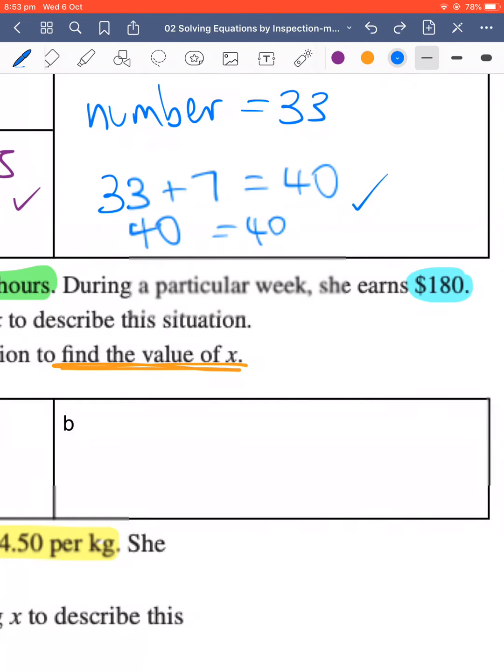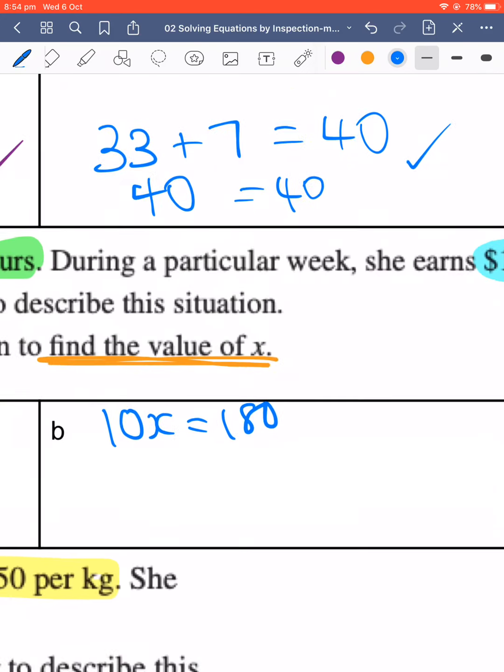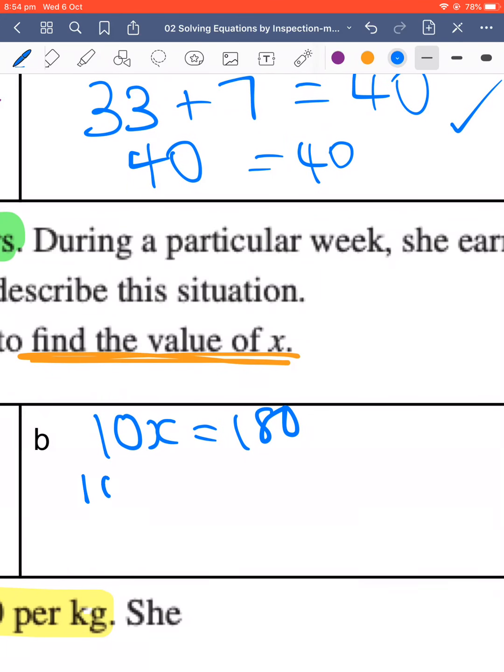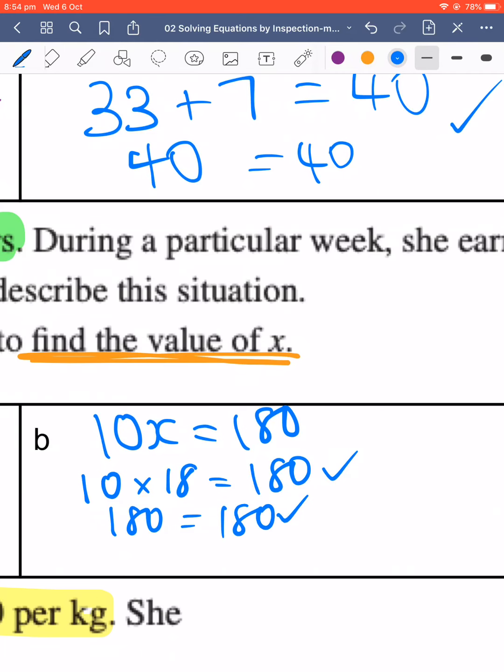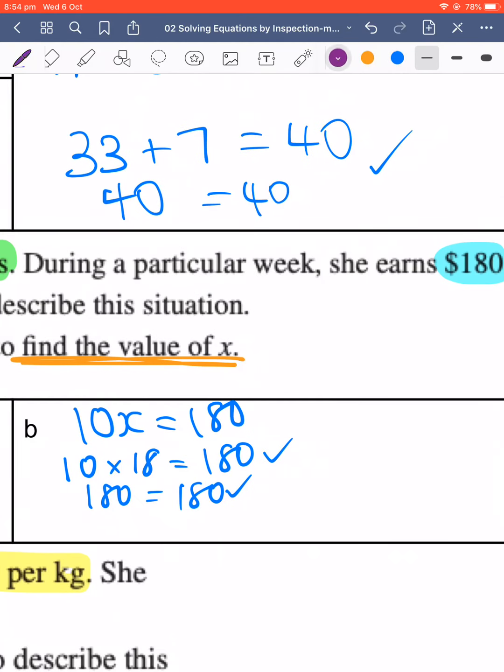So I'm going to write my equation again. I've got 10x equals 180. So what times 10 gives me 180? I'm going to try, just as a wild guess, 10 multiplied by 18. That does indeed give me 180, and 180 absolutely equals 180. So my value for x in this case is 18.